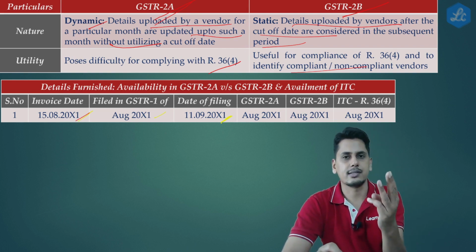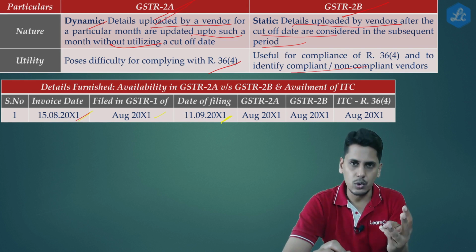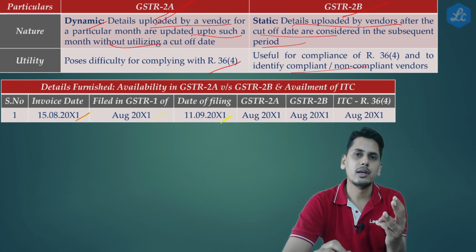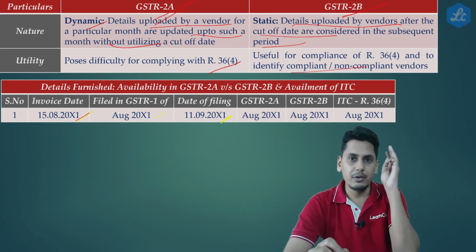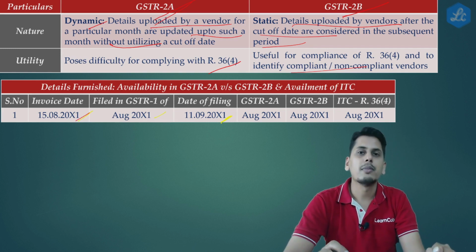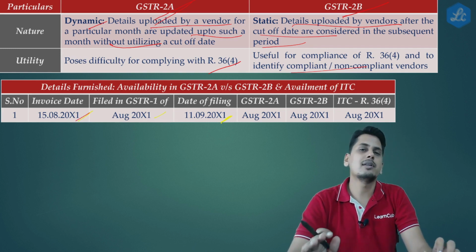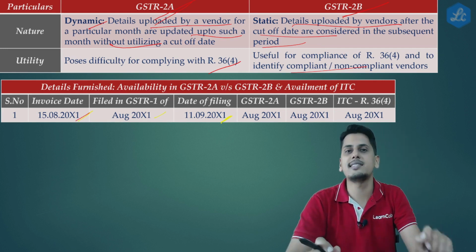There are three questions. Question number 1, it would appear in which month's GSTR 2A? Question number 2, it would appear in which month's GSTR 2B? Question number 3, in which month can input tax credit be taken? Now friends, question number 1 and question number 3 are very simple. Question number 1 was, it would appear in which month's GSTR 2A?